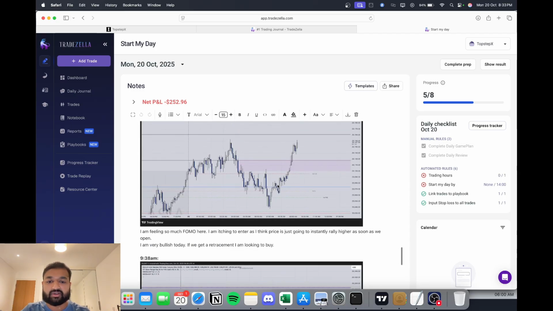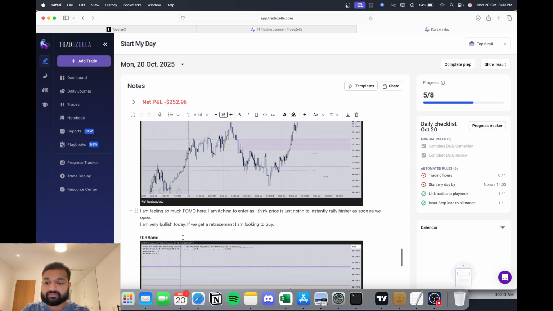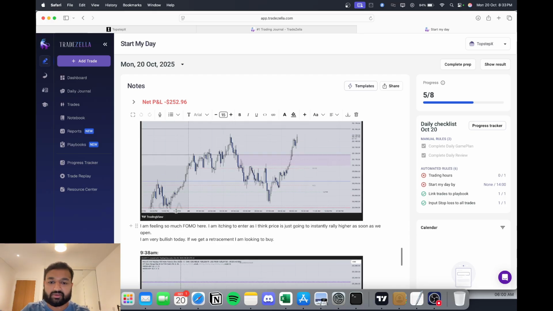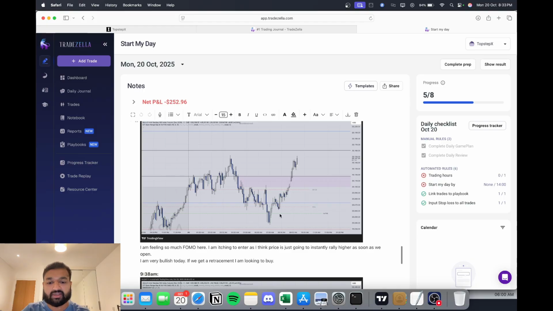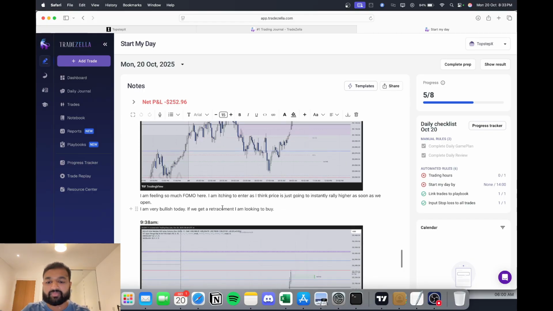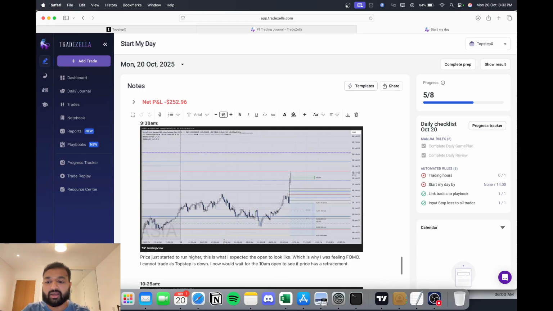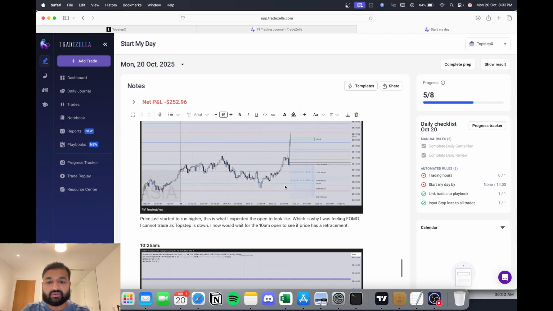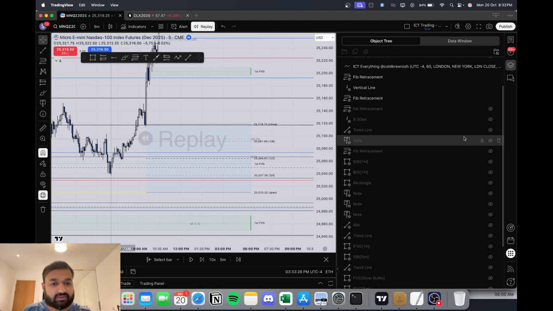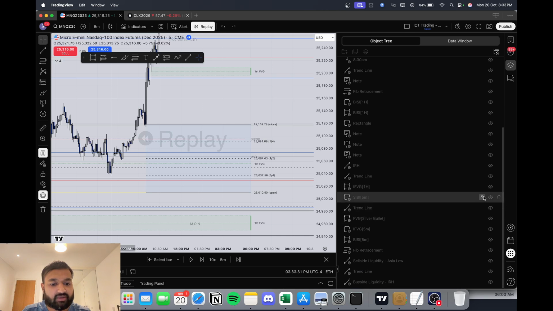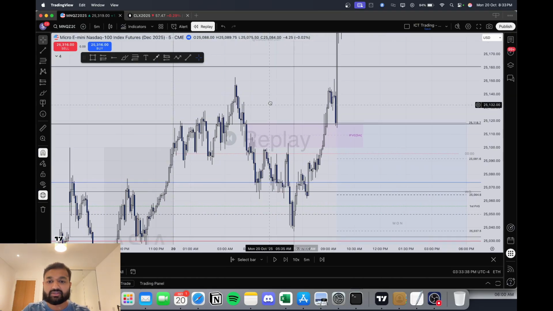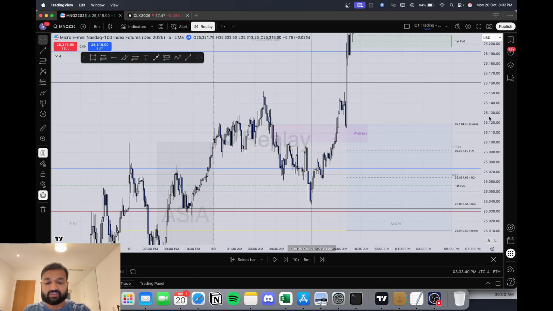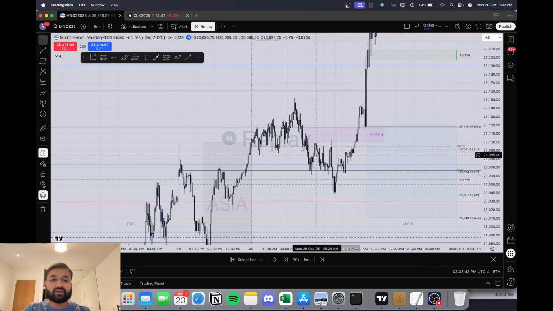I was going to enter earlier, just didn't get a chance to. So at 9:23, I did feel a bit of FOMO as price was already starting to trade much higher. If we get a retracement, I'm looking to buy. One thing I did mark out was this 5-minute IFVG. This is something I always notice. Price tends to always come back to this IFVG whenever we make a very large move.